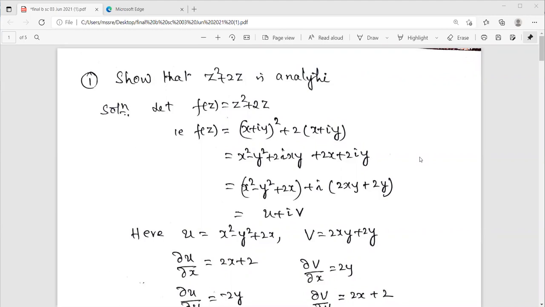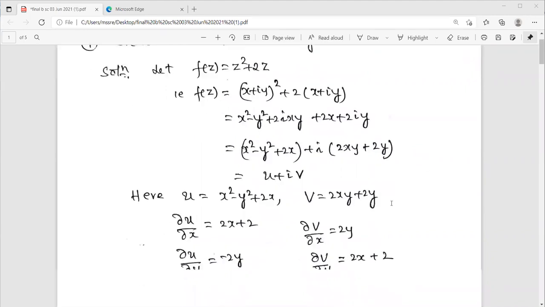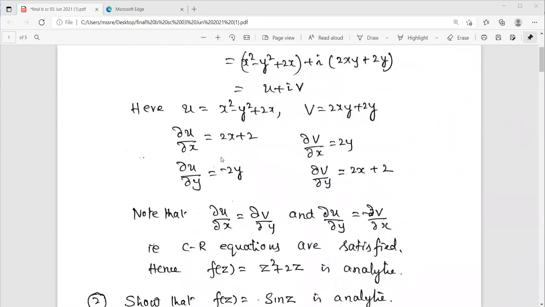Grouping the real and imaginary parts separately, what you will get is x square minus y square plus 2x, plus i into 2xy plus 2y. This is of the form u plus iv, where u is x square minus y square plus 2x and v is 2xy plus 2y.